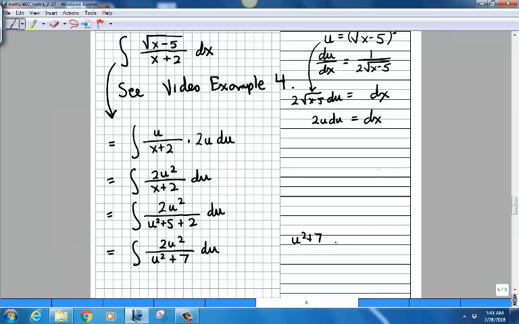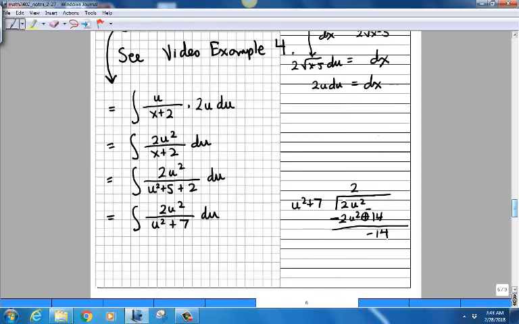Let's take the denominator, u squared plus 7, and let's divide that into the numerator there, which is, of course, 2u squared. So this is not a difficult long division. Won't be many steps. u squared goes into u squared 2 times, right? Okay, and then multiplying back through, we get 2u squared plus 14. And of course, now I'm going to subtract, right? So let's change the signs there and add, and I get a remainder of minus 14. So just one step there in that long division.